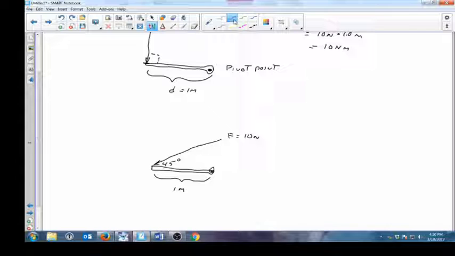This is what you must do. You pick the pivot point, and you must draw a line from the pivot point such that it intercepts the force line at 90 degrees. So this is 90 degrees. Now our formula changes just a little bit. Now our formula becomes torque is equal to force times the distance times the sine of that angle.